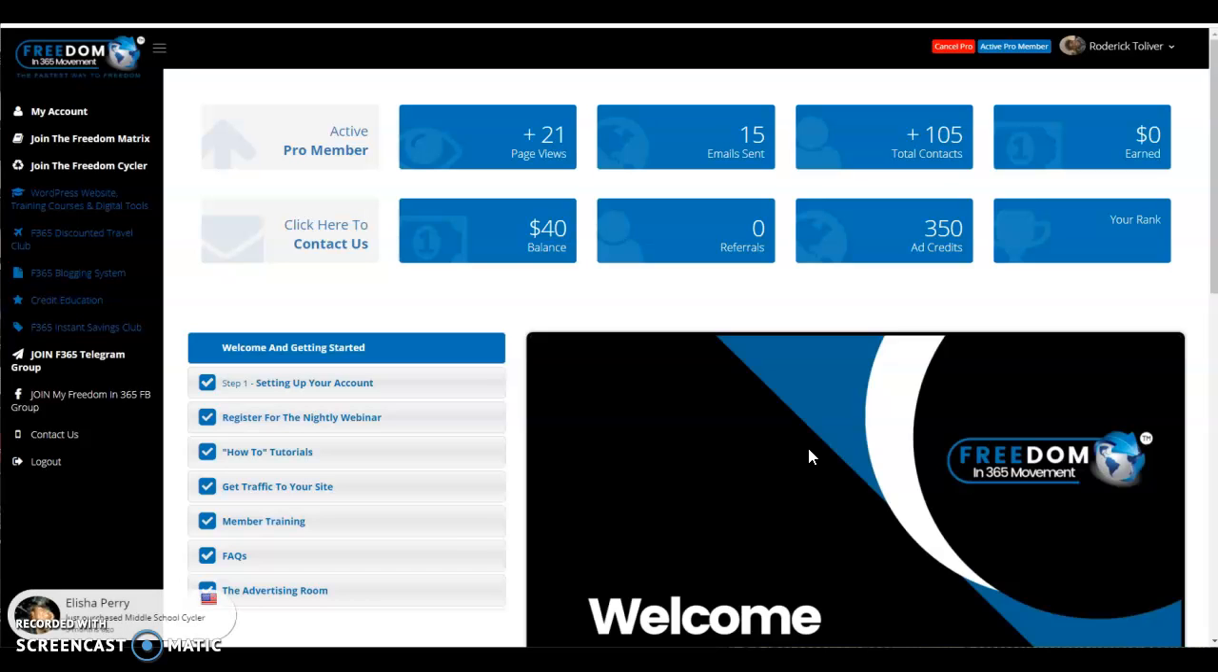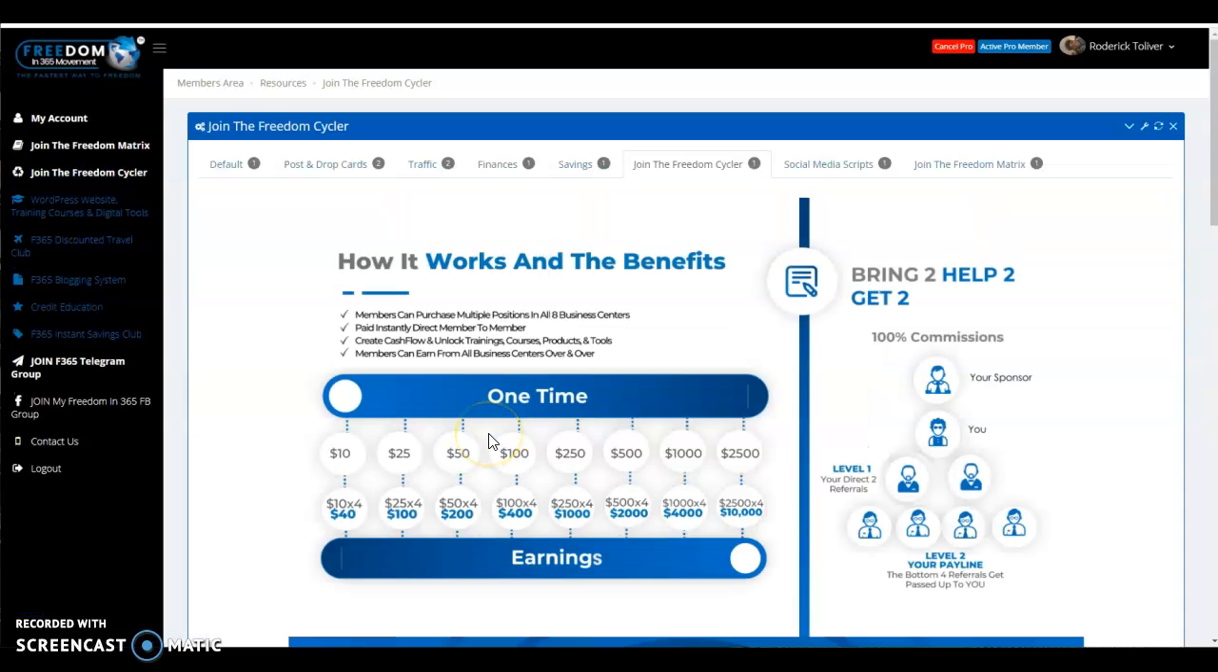Now, to get involved in the Freedom Cycler, you must become what we call an active pro member. And to become an active pro member, it's $14.99. And then you'll have access to the Freedom Cycler. And here is a one-time payment of $10 that gets you involved in the Freedom Cycler.